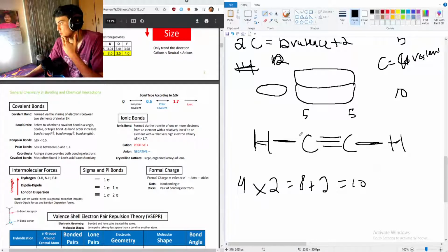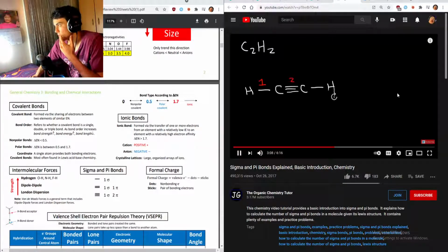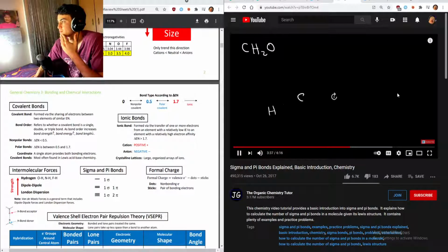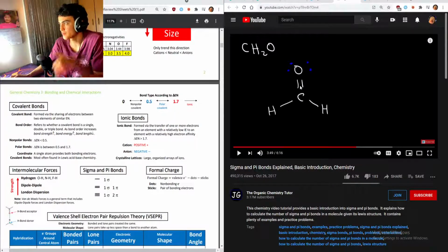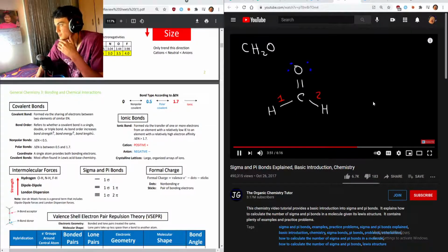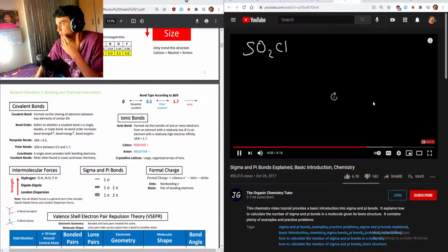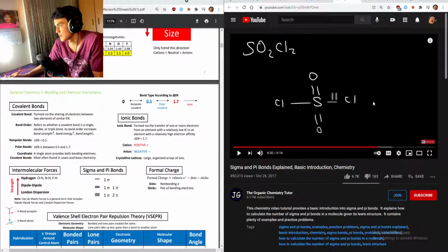So this would have three sigma bonds, and pi bonds, there's one, and there's one more, so there are 2 pi bonds present in this molecule. So we have 3 sigma and 2 pi bonds. Each single bond contains 1 sigma bond, and each double bond contains 1 sigma and 1 pi bond.